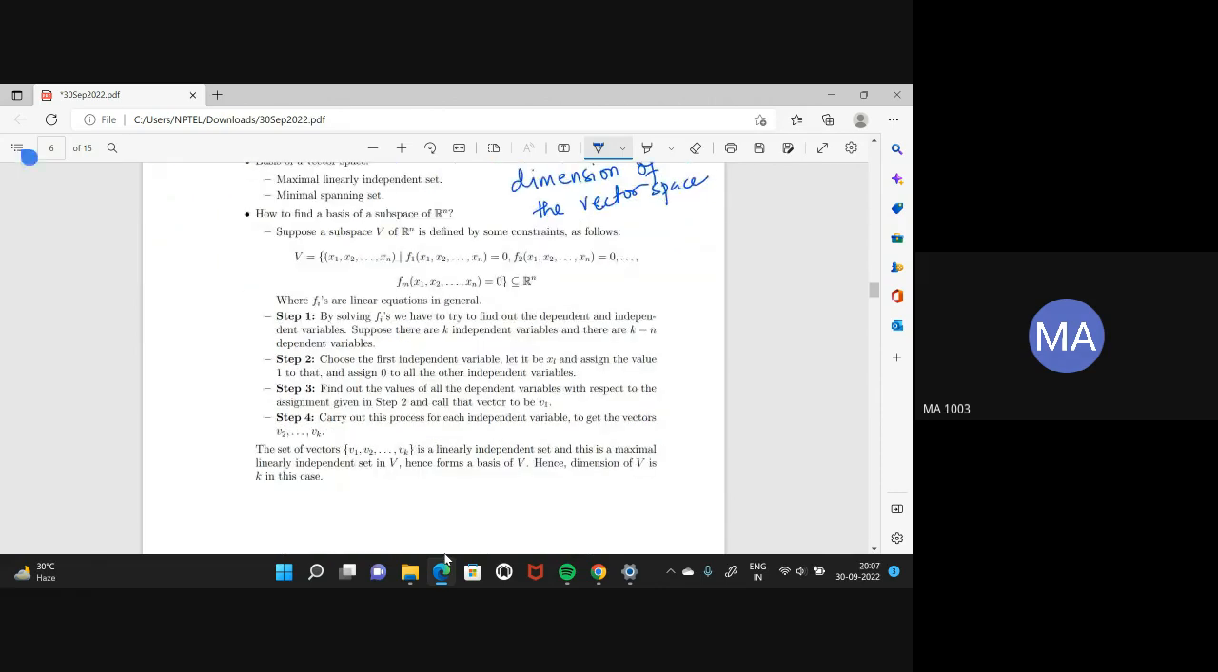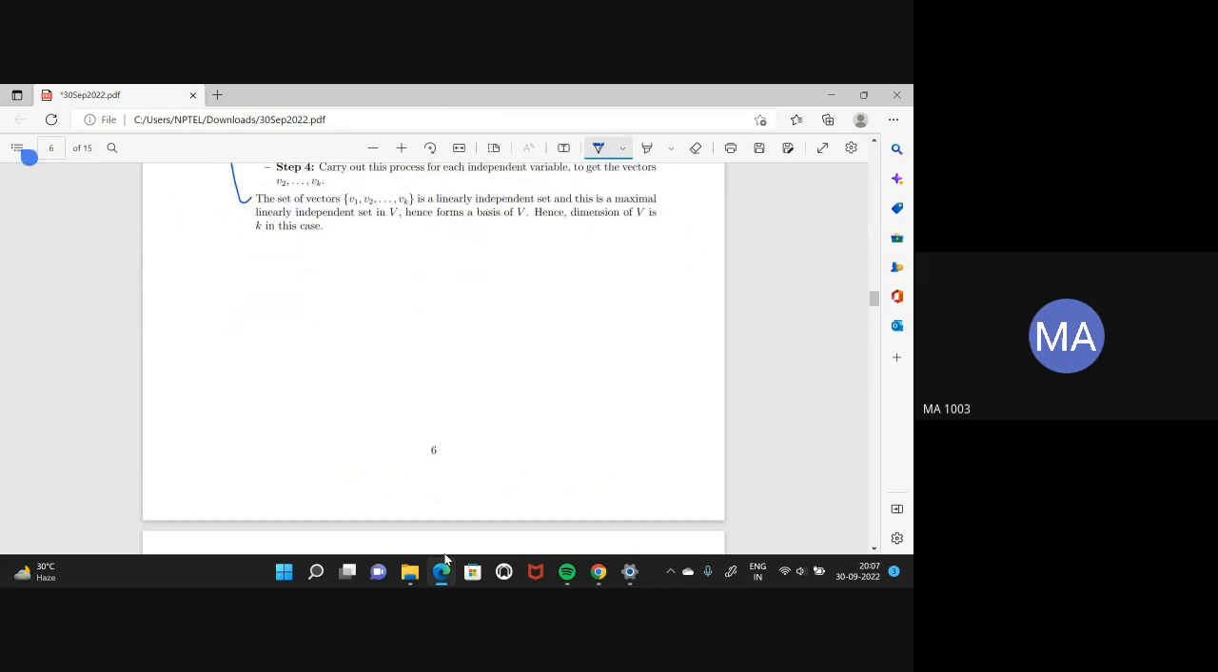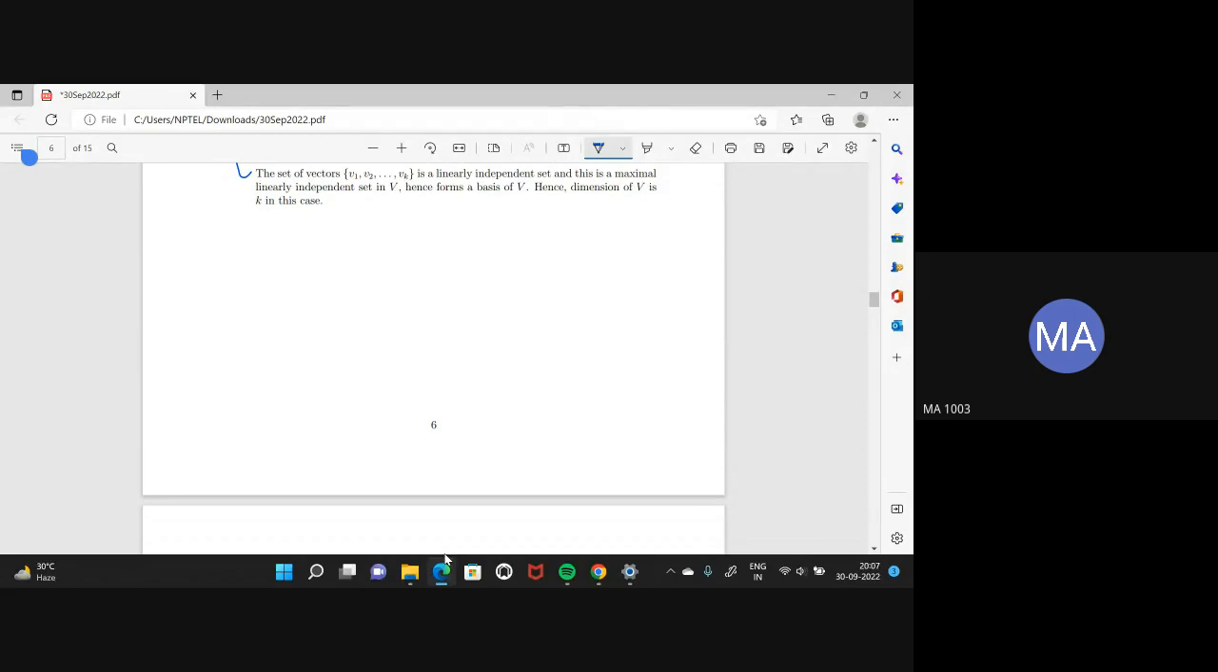So how will we find the basis for subsets of Rn? That's one thing. So see, what does a basis do? How many elements are there in a vector space? Infinite. Because if V belongs to a vector space, alpha V belongs to the vector space, and alpha is any real number. So there are infinitely many elements. What is a basis doing actually?